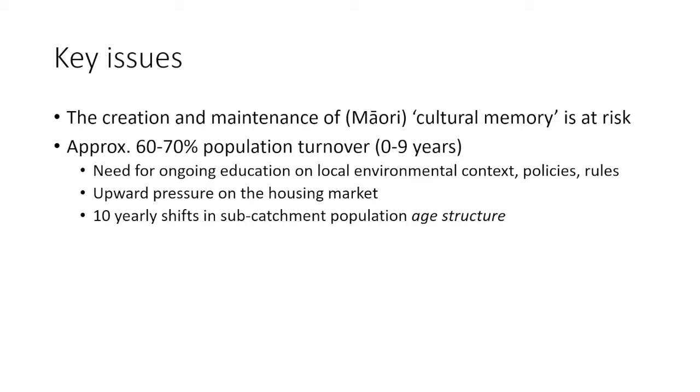We have approximately 60 to 70% of population turnover within 0 to 9 years, which means that in terms of the implementation of the tank plan, there's going to be need for ongoing education on local environmental context, policies and rules. There's an upward need for this, placing upward pressure on the housing market, and it implies that there are 10 yearly shifts in subcatchment population age structure as well, and I'm going to come back to that point later.